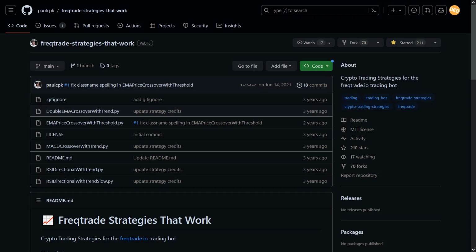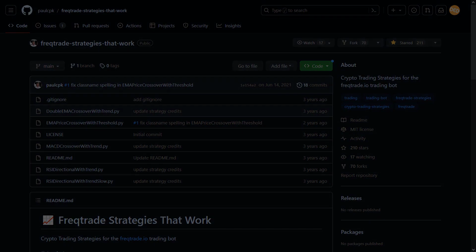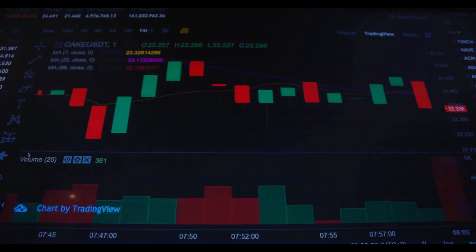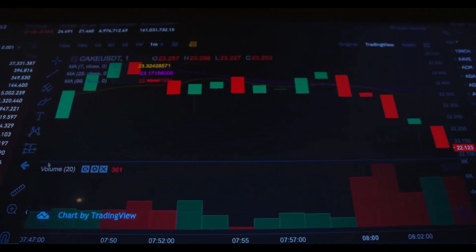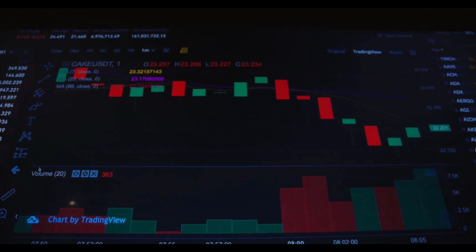So after I found this repository with multiple strategies in it, the first thing that crossed my mind is of course if these ideas were worth exploring further. So the first thing I did is to backtest this Double EMA Crossover with Trend Algo and see how it would perform on my specific backtest setup.